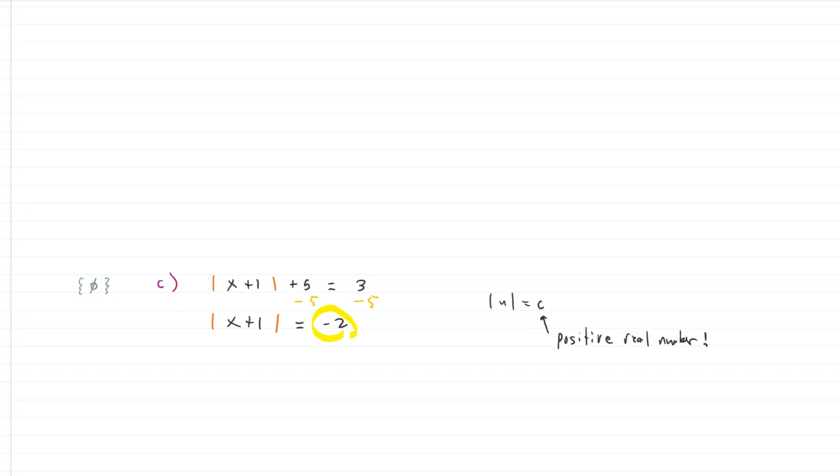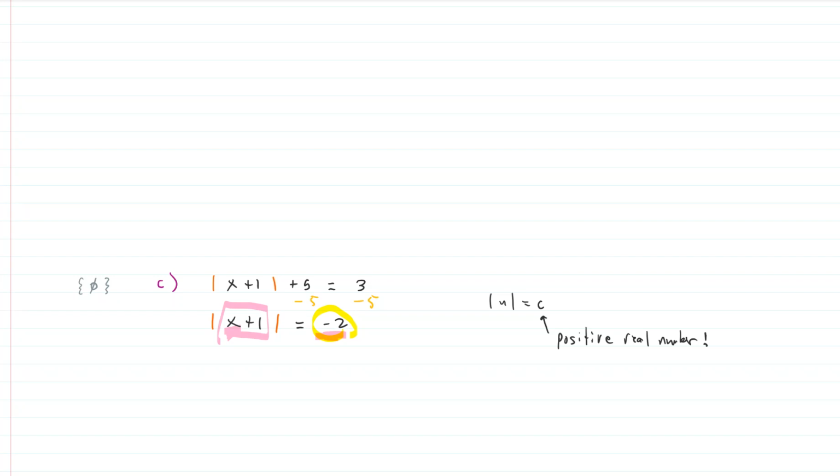So it is literally not possible to have some number, x, and then add 1 to it, take the absolute value, which makes it positive, and have the result be negative 2. It's impossible. Absolutely impossible. Just to show you, let's keep going.